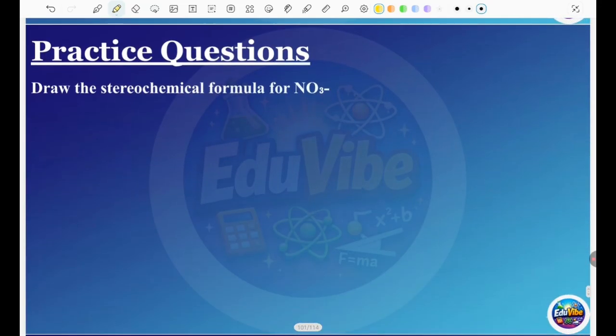Next one we have is the stereochemical formula, meaning from the VSEPR theory. The VSEPR theory is again a very important topic when we are doing this. So we have to make the stereochemical formula for NO3 negative. So NO3 negative we have to find. Now how can we make this?